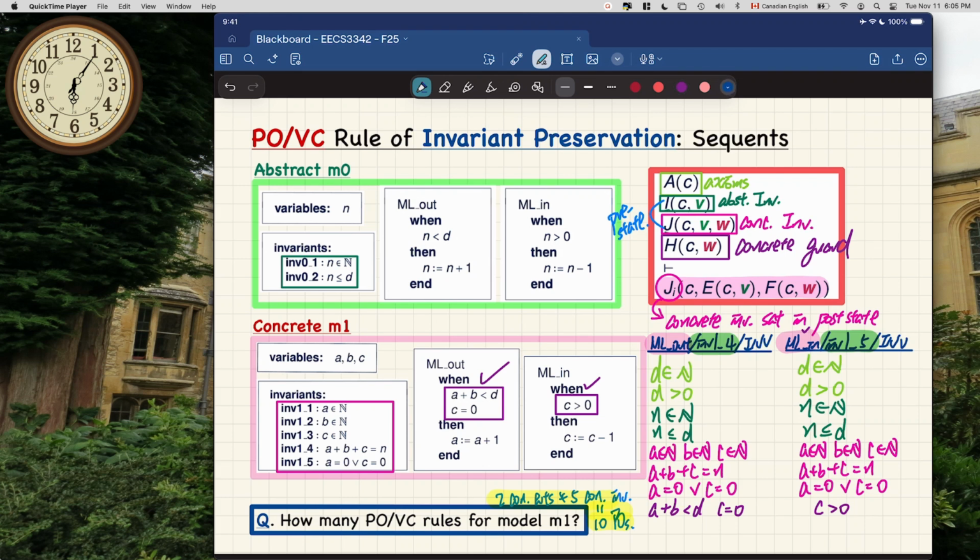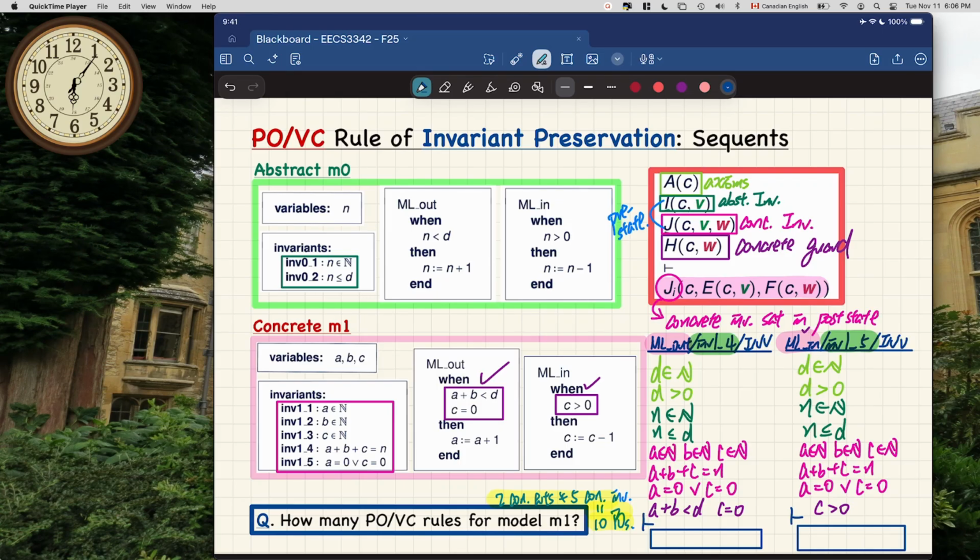And then we have turnstile. Turnstile. And we got something here. Okay? Hopefully so far so good, right?